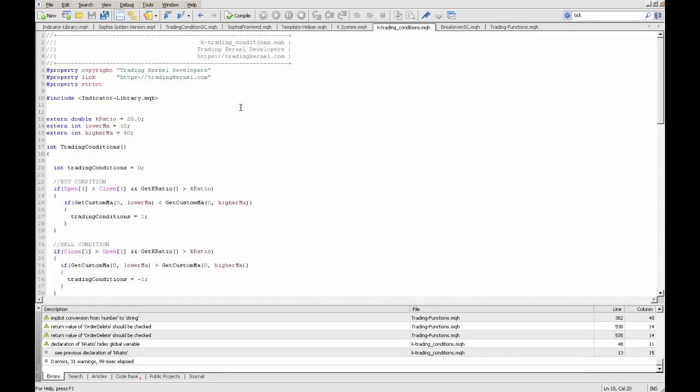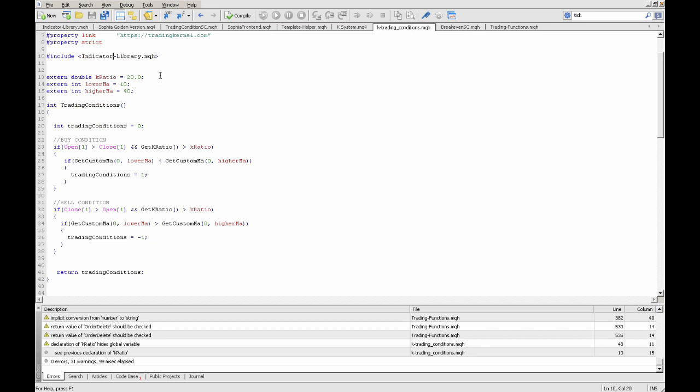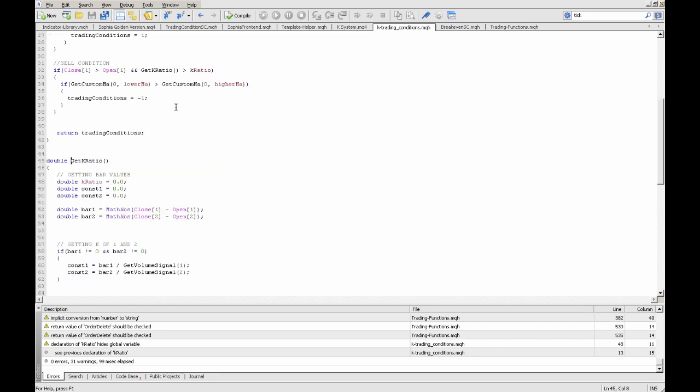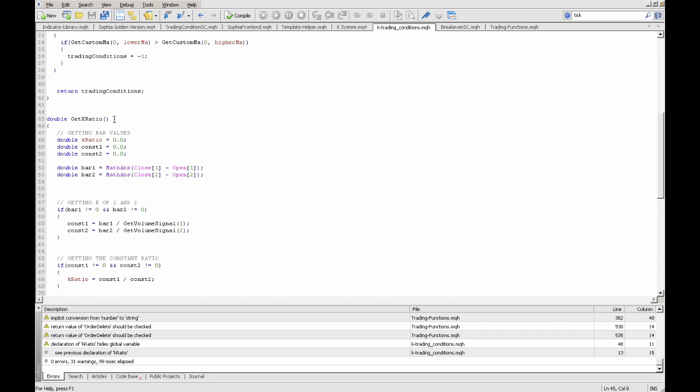I'm just going to go back to our trading conditions. We have our K ratio, which are the values that we check for here, and we have our trading condition, which is set to an integer. This is a trading condition method, and we set the initial value to 0, which is a neutral position. And then we have our buy condition. Like I said earlier, if the open is greater than the close, and the K ratio is greater than the K ratio threshold. Let's look at the get K ratio method here. You can see the get K ratio method here.